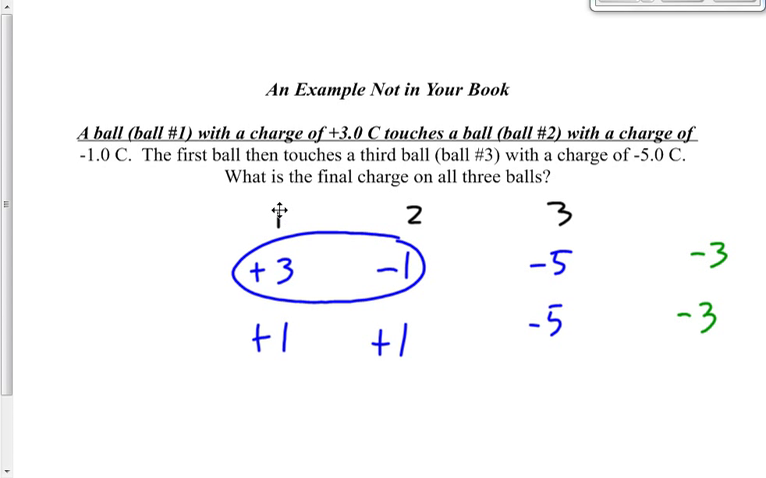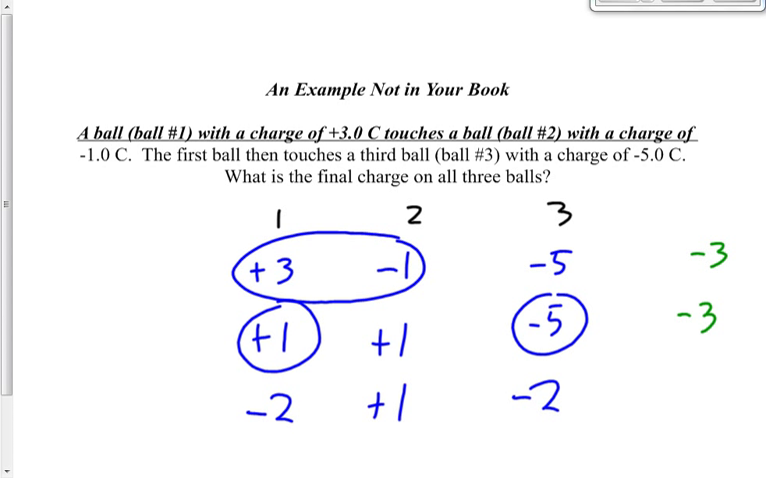Now the first one is going to touch the third one. +1 and -5 combined are -4. They've got to stay -4 combined. But when they balance out and evenly distribute that charge, -4 is going to be distributed among the two charges as -2 and -2. So this one's going to become -2. This one's going to become -2. What's charge number 2 going to be? It's going to stay as +1, right? Because it wasn't touched in this generation or in this stage of it.